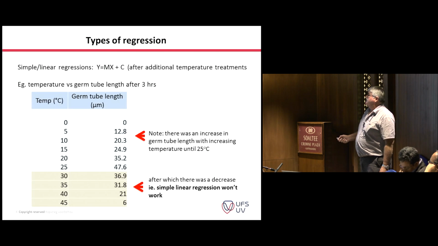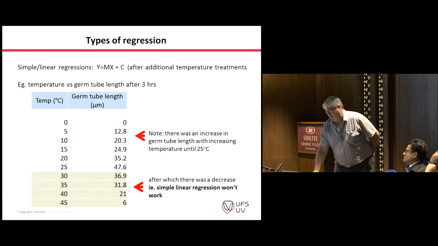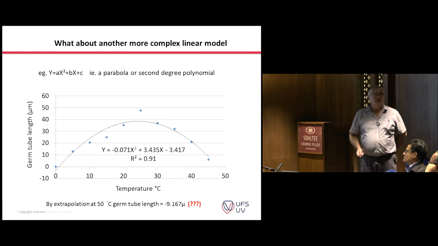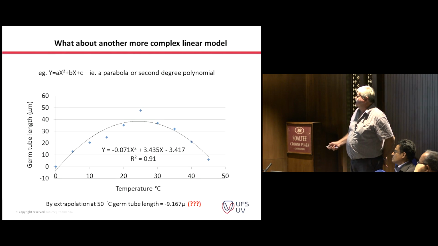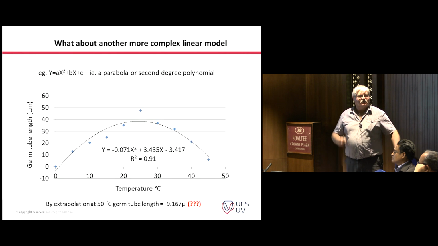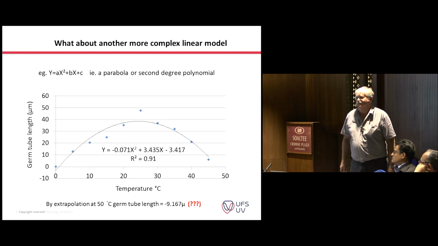Okay, so we used the simple linear regression and then we reached a point where the simple linear regression won't work anymore. So now I've decided I'll go for a parabola. Now it fits the extended curve fairly well. But then if I extrapolate again, at 50 degrees, I'm going to have -9 micron growth, which is why I've got the red question marks there.